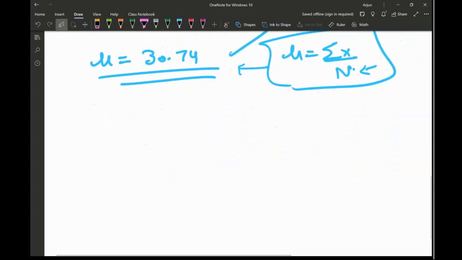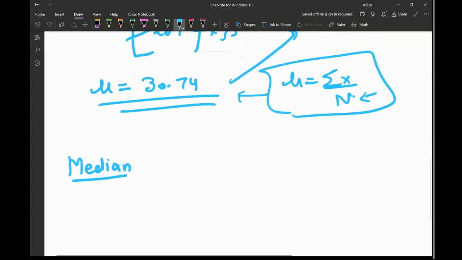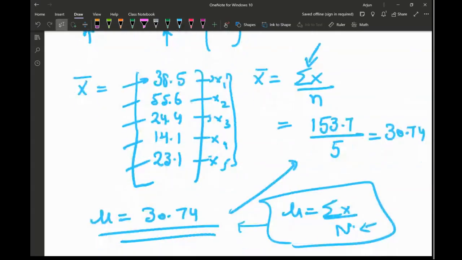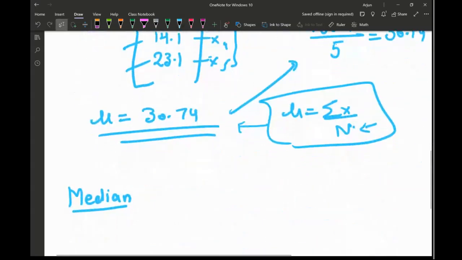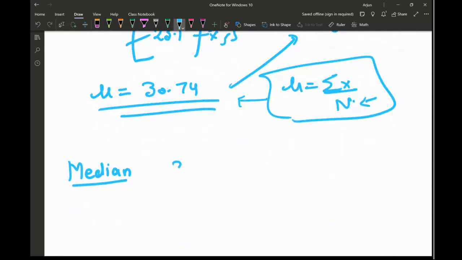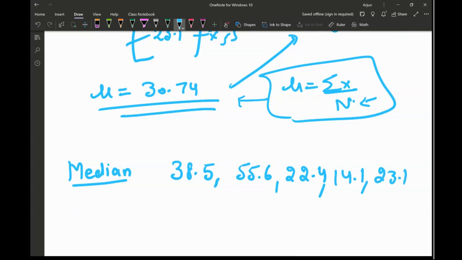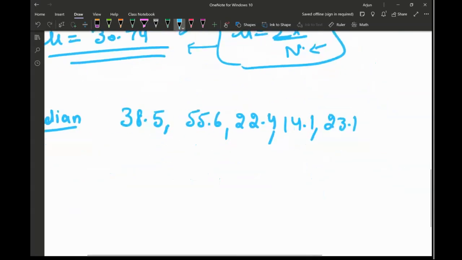Now I'm going to talk about the second thing, that is median. Median of these data points. So these are certain data points given to me, so I'm going to write them again. The data points were 38.5, 55.6, 22.4, and then 14.1, and then the final is 23.1. These are the data points given to me. I wanted to find the median.